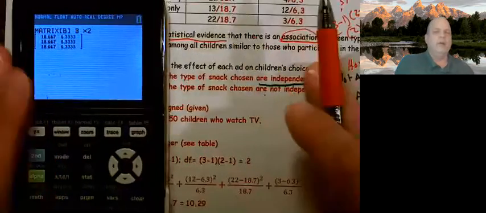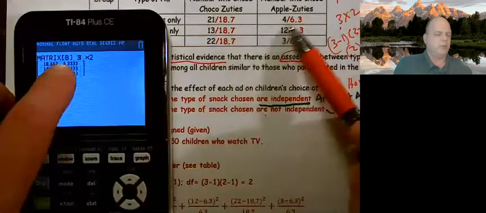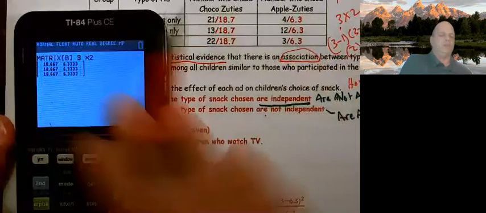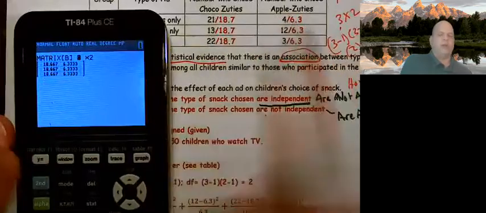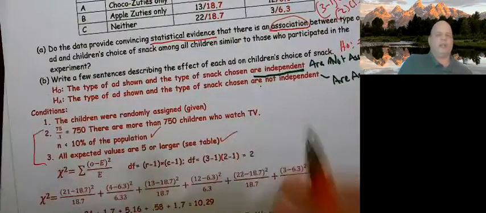And we have 18.7, 18.7, 6.3, 6.3, and 6.3. So we have those values. These are our expected values. All of them are greater than 5. Now we've checked that off. So our conditions are checked off.